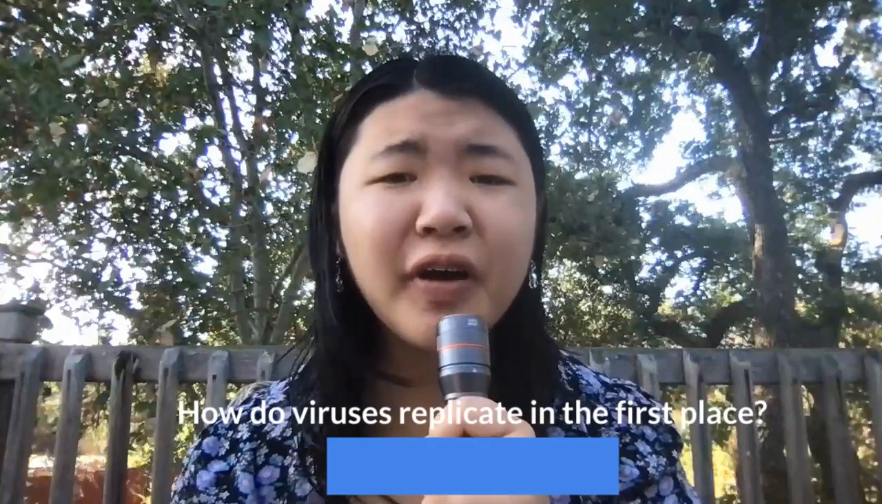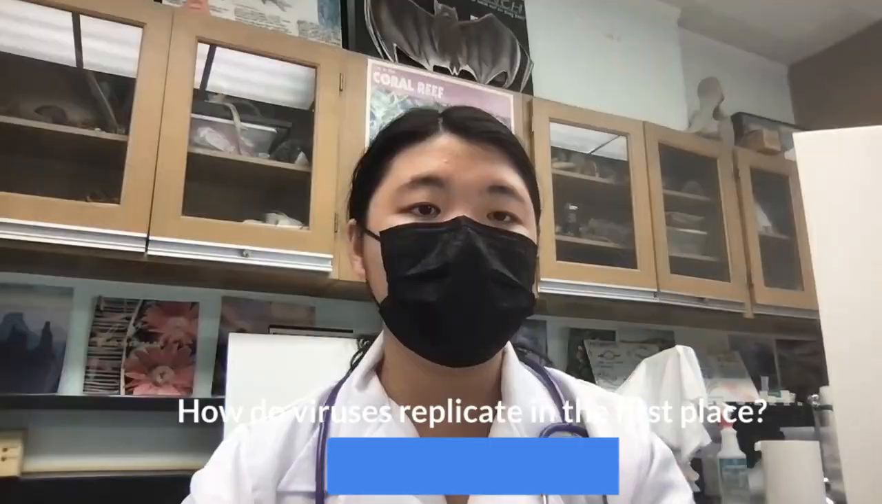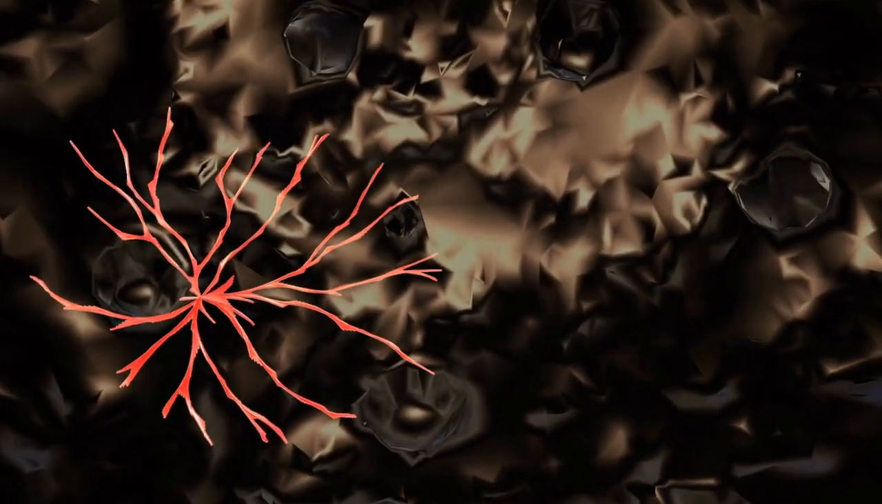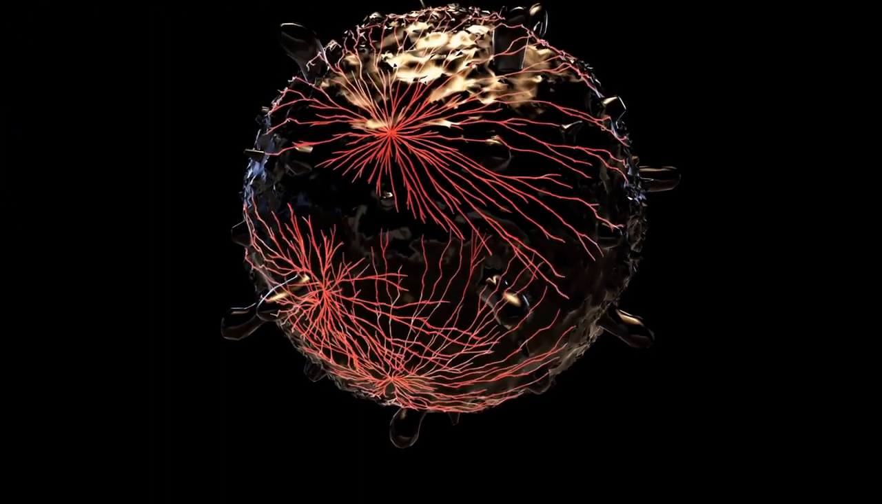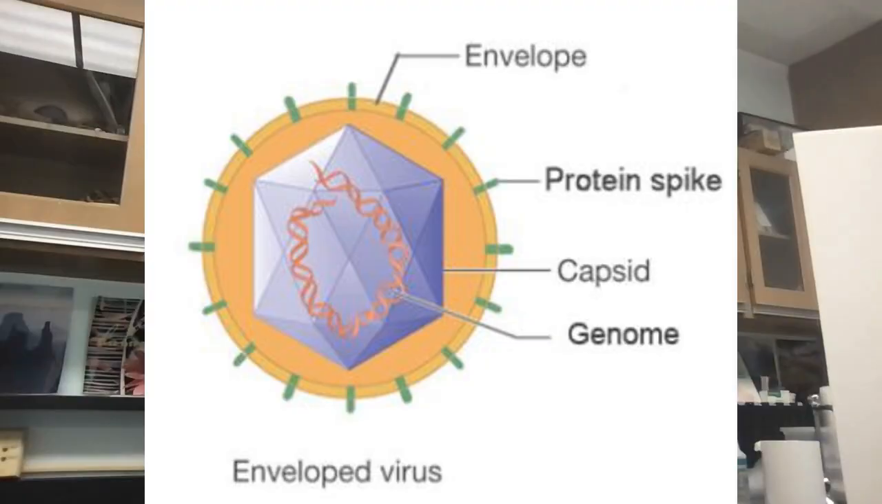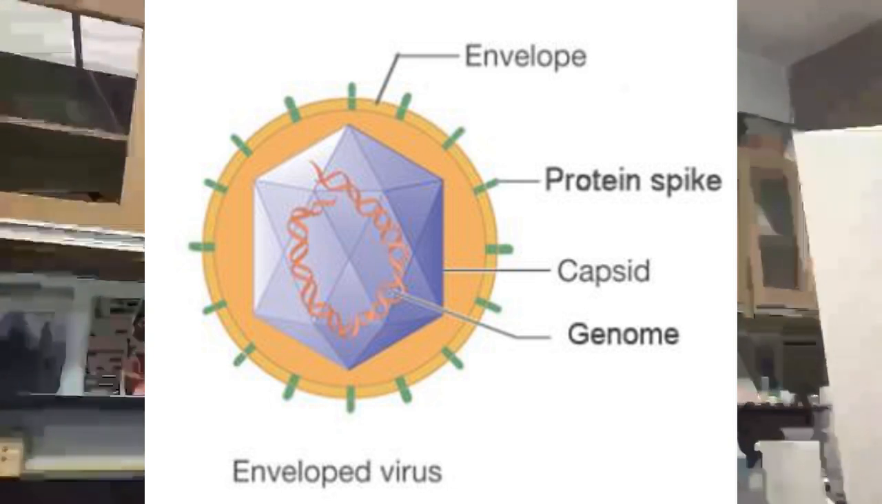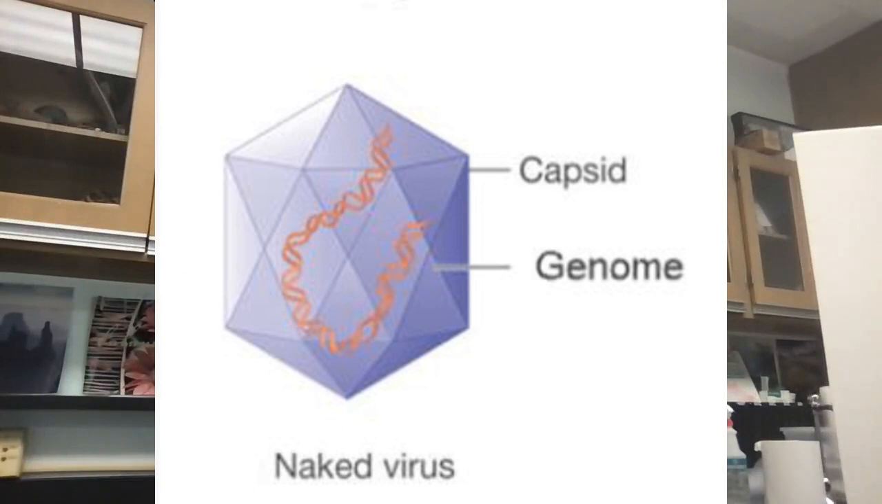So, Doctor, how do viruses replicate in the first place? So, unlike bacteria, viruses aren't living organisms and lack the ability to replicate without a host cell. In order to spread, viruses must find a host cell to do the work. The virus first binds to the surface of the host cell by attaching to the cell receptors. If the virus is enveloped, it enters the cell by fusing with the cell membrane, and if the virus is not enveloped, the virus penetrates the cell membrane.